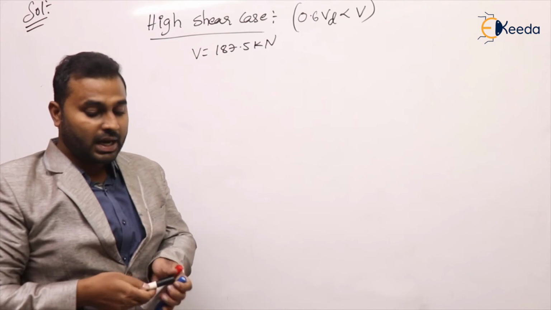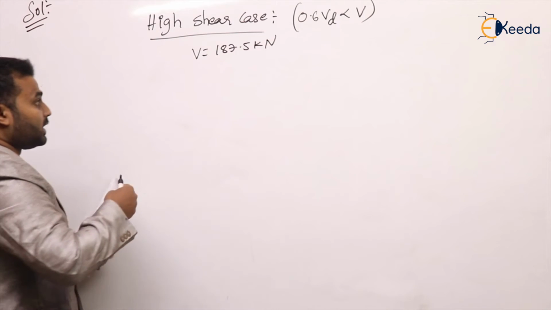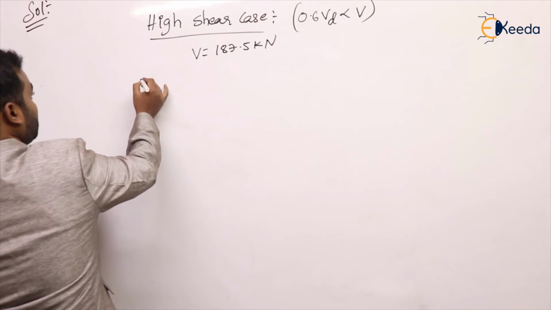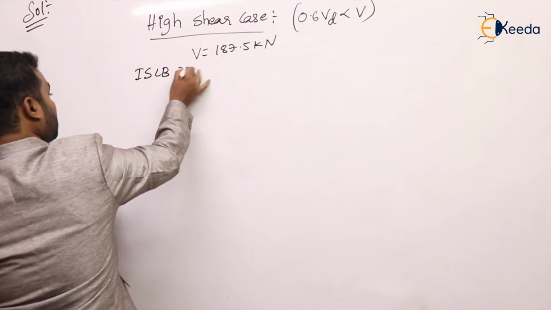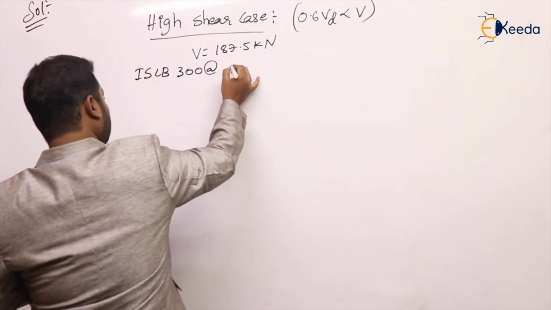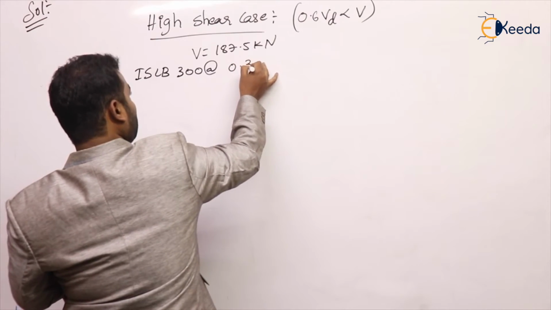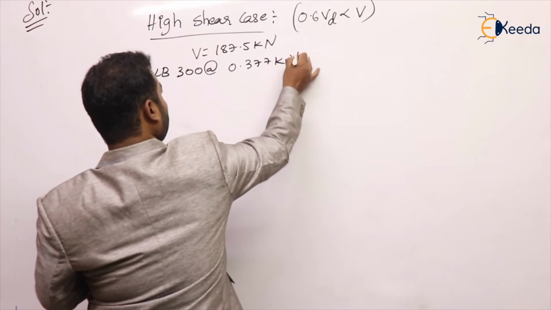Okay, let us assume another section. So what is that section? So let me write the details of that section. ISLB 300 at the rate 0.377 kilonewton meter. Is that okay?